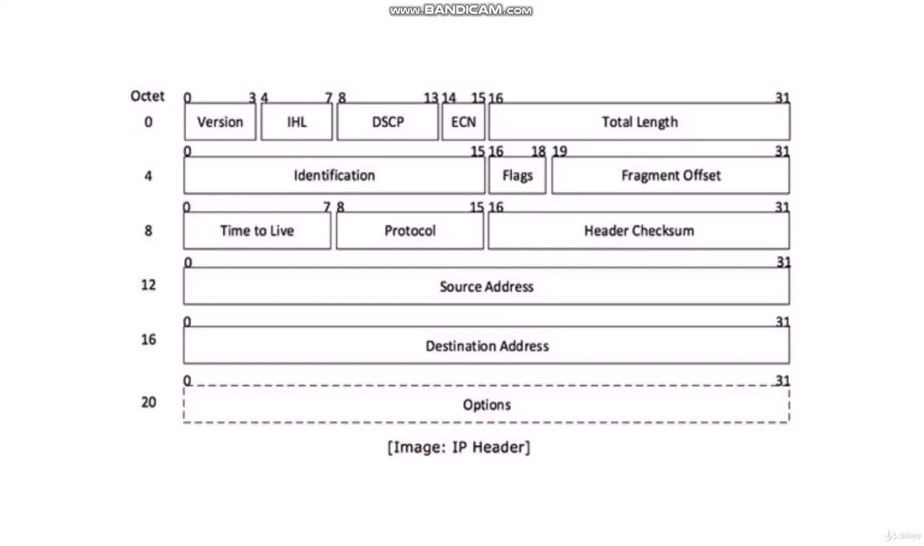Time to live, that is TTL. To avoid looping in the network, every packet is sent with some TTL value. Generally, the TTL value is 64. Now, this TTL value tells the network how many routers this packet can cross. At each hop, its value is decremented by 1, and when the value reaches 0, the packet is discarded.